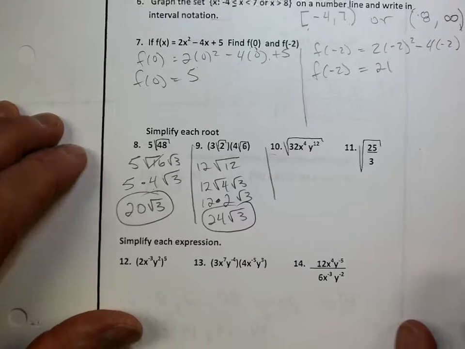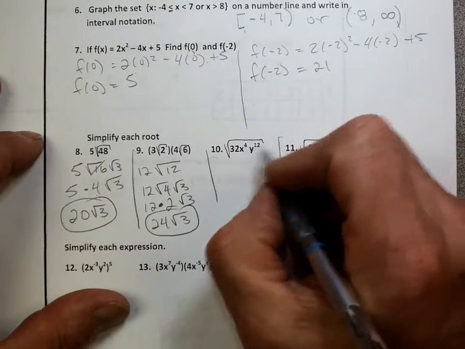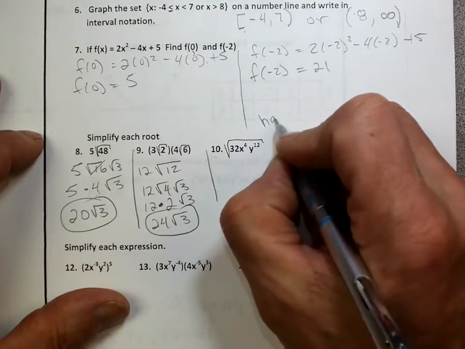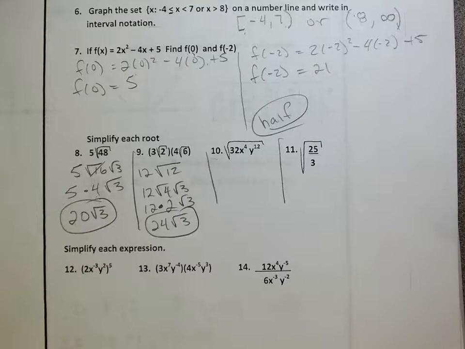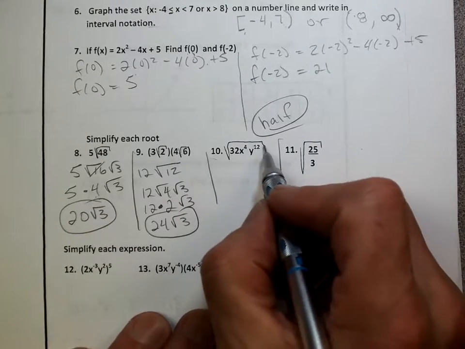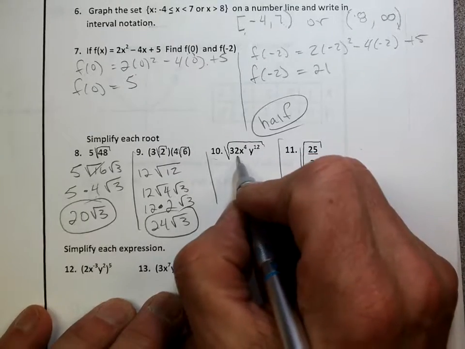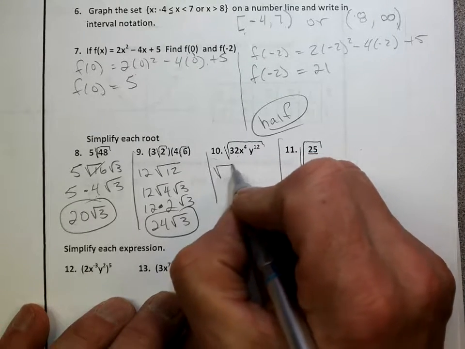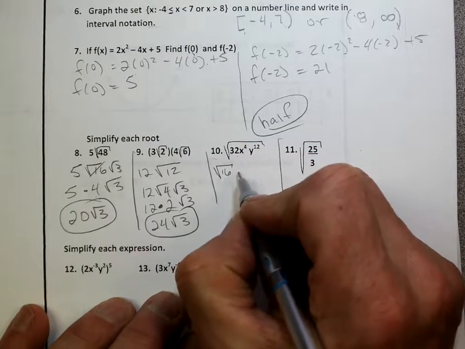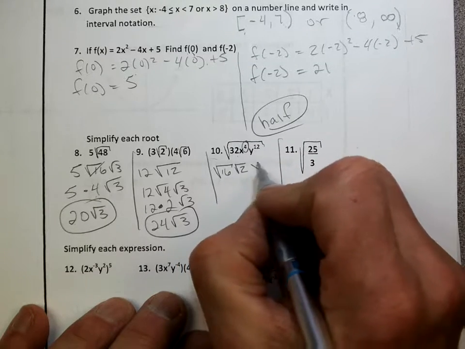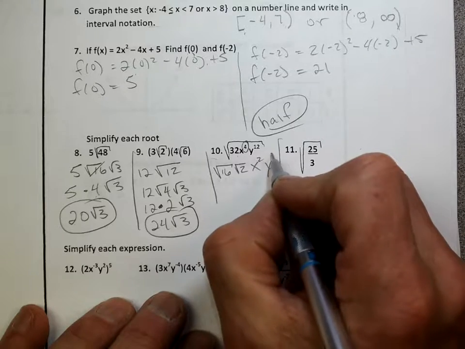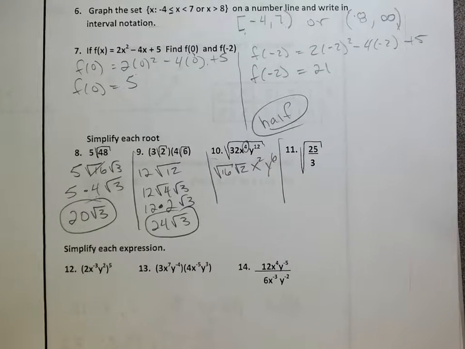All right, 10. So with exponents, I want to take half. You want to take half the exponent. And if it's odd, we'll take one away and make it even, okay? But this one's not too bad because they are even numbers. But I'll break down 32 first. I'll break down 32 into 16 times square root of 2. And then I'll take half of this. x2, y6.